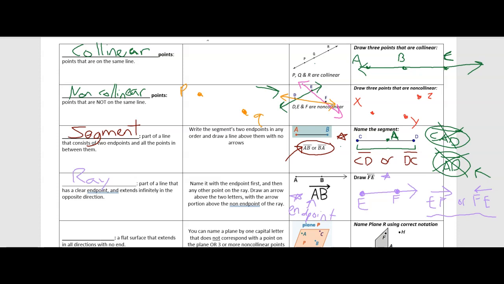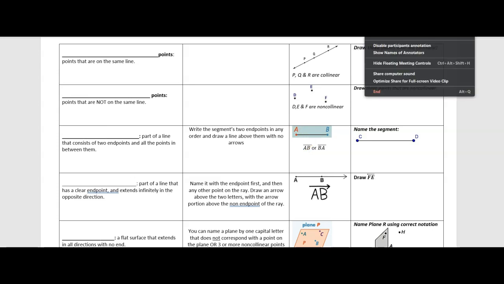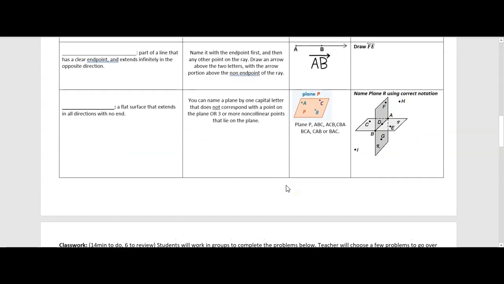Okay, now we're going to move on to something that is two-dimensional. A plane. So a plane is a flat surface that extends in all directions with no end. So many times people like to think of a plane as a sheet of paper or a wall. The thing you just have to realize is that just like a line, so a line keeps going in all directions, a plane also extends in all directions. So if you're going to think of a plane as a piece of paper, well, you'd have to think of a piece of paper that is infinite. Okay, it doesn't have a width, it doesn't have a depth, right? But it has an infinite length and an infinite width.